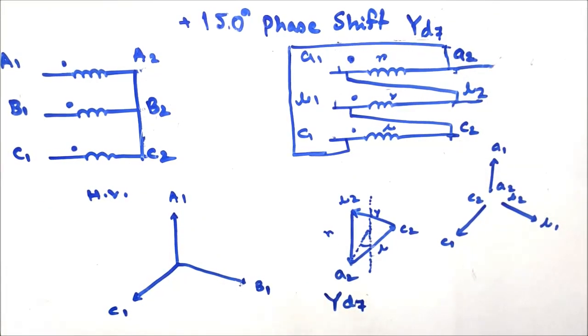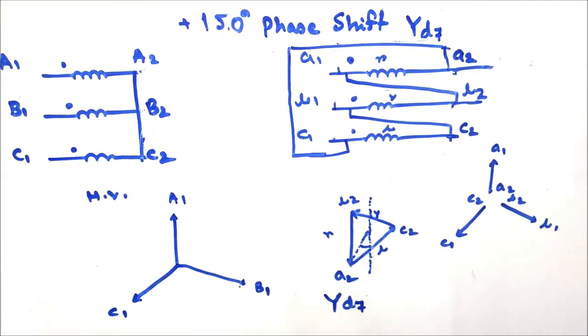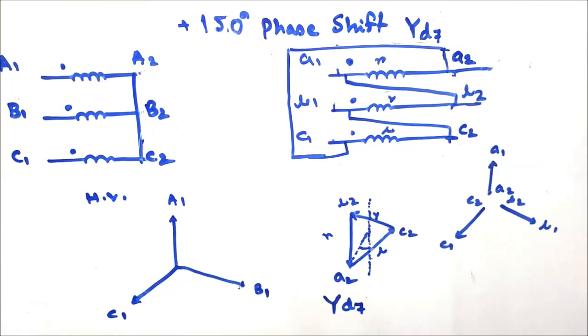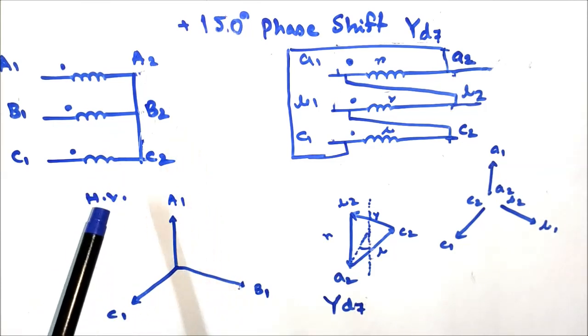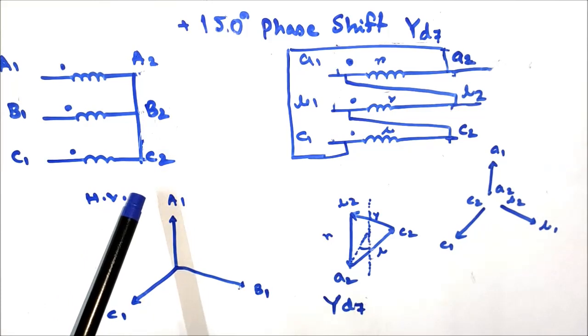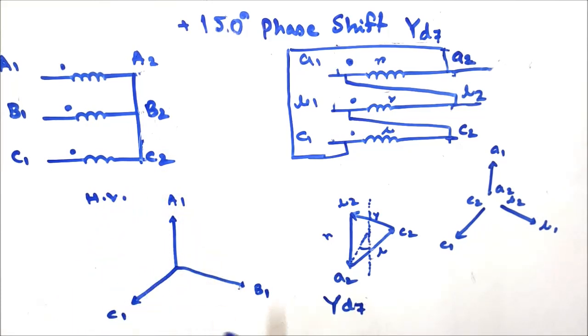Another type of vector group connection is where there is a plus 150-degree phase shift of the LV side winding induced EMF with respect to the HV side winding induced EMF, that is Yd7. Again the HV side is star connected. The connection is the same as previous, that is A2, B2, C2 are shorted together, and A1, B1, C1 are the connection terminals.